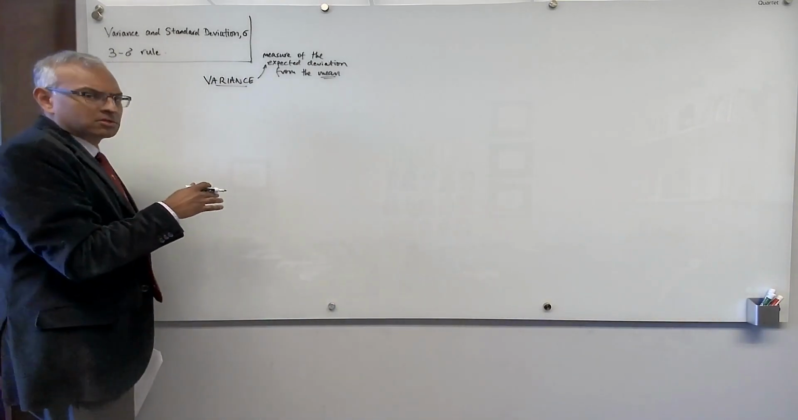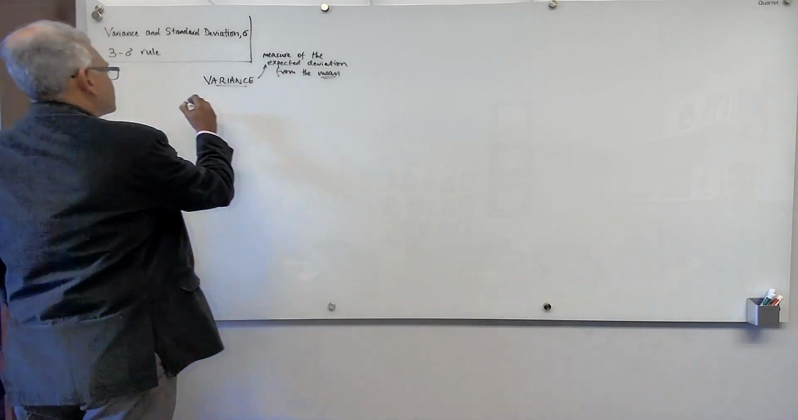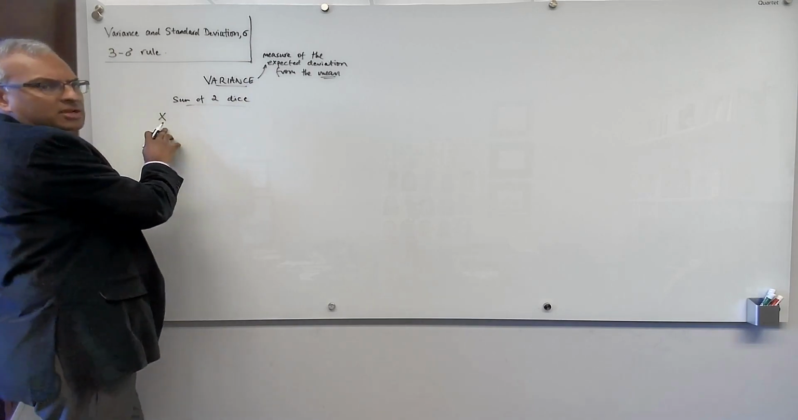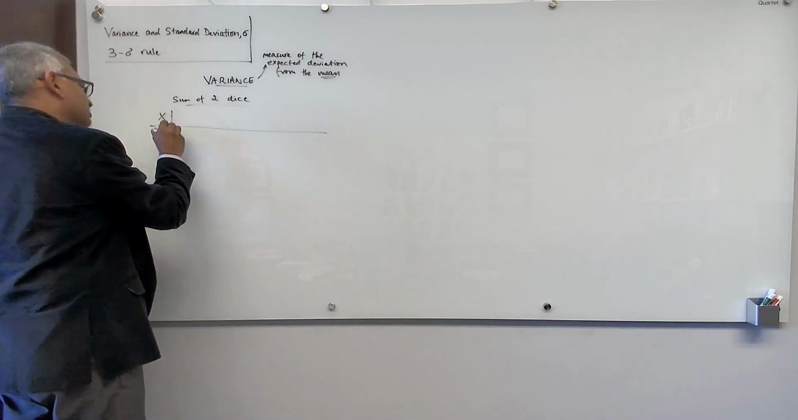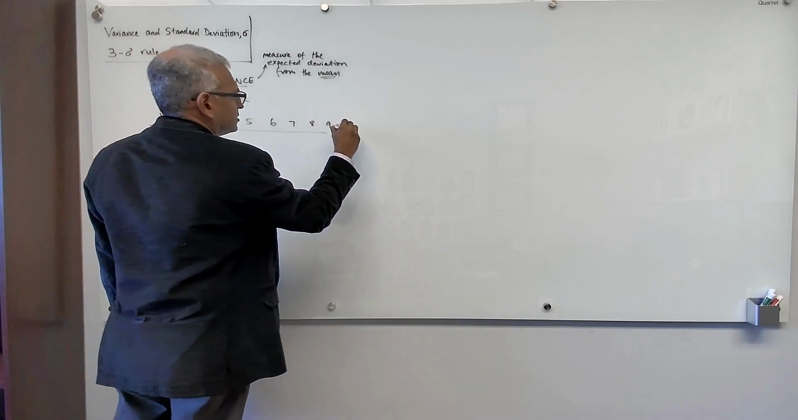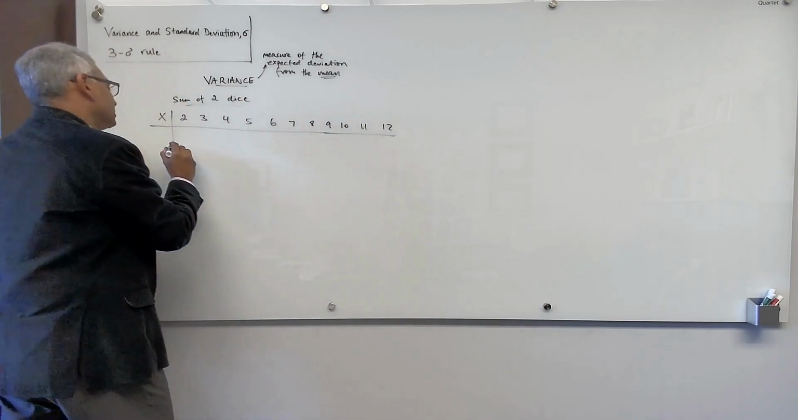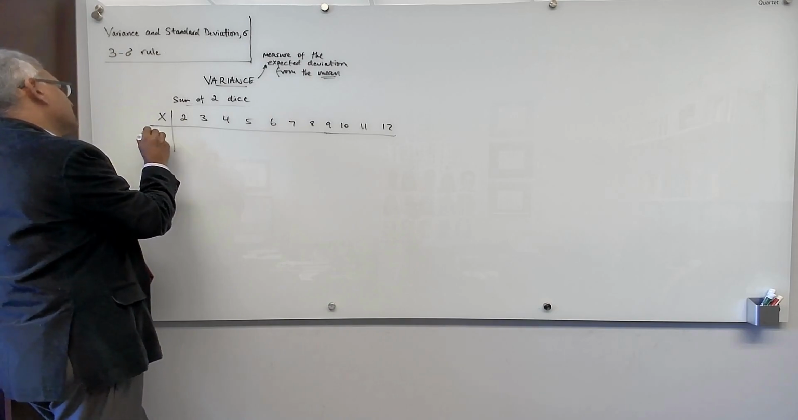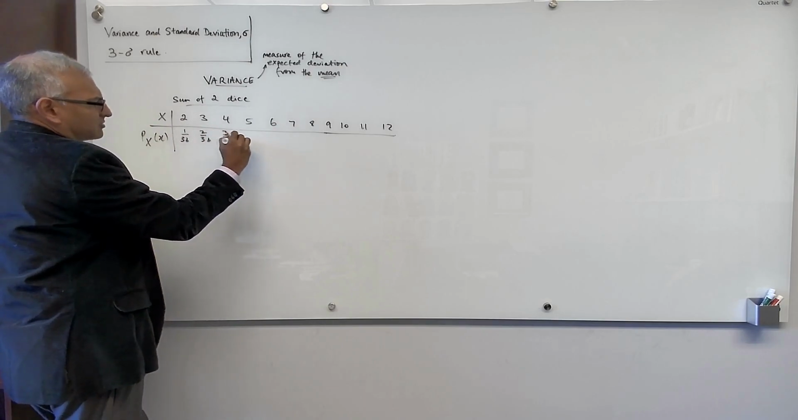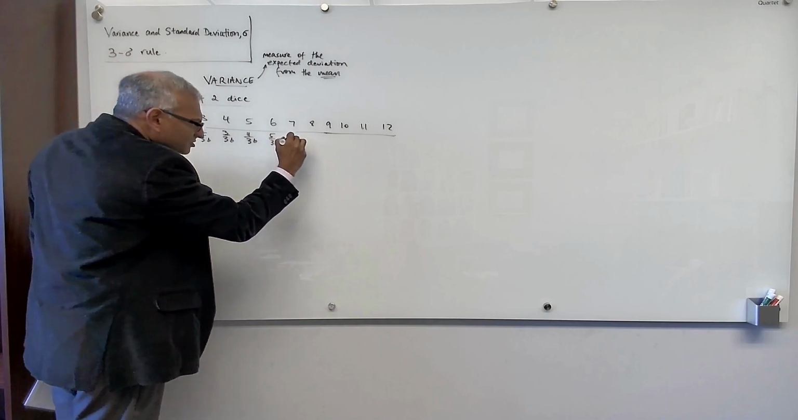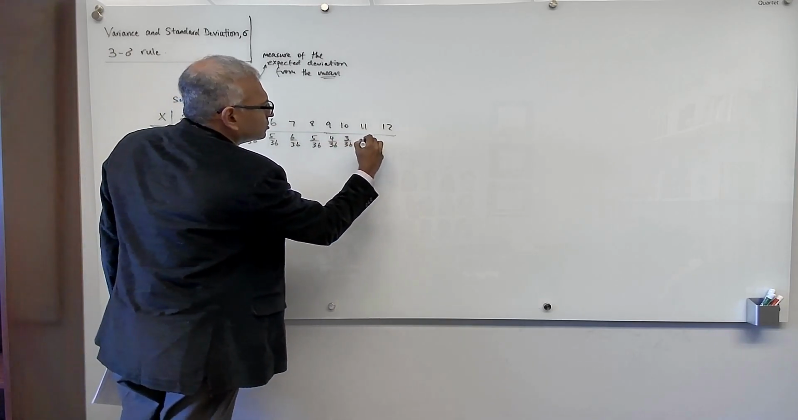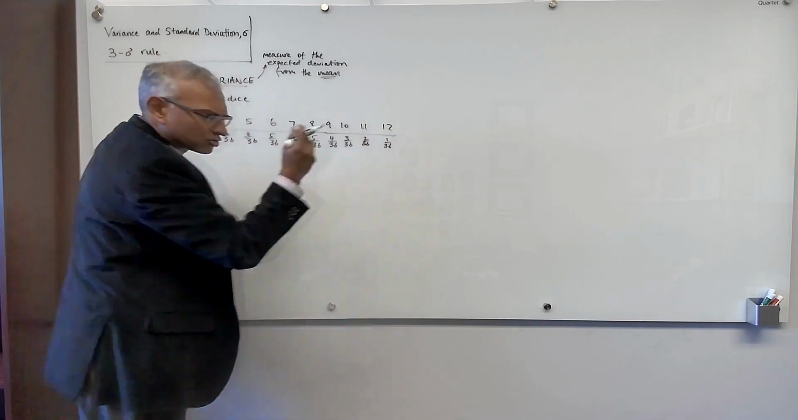Okay, so let's consider an experiment. Roll two dice and take the sum. Okay, so sum of two dice. And what are the possible outcomes? So the random variable is the sum. The possible outcomes are 2, 3, 4, 5, 6, 7, 8, 9, 10, 11, 12. Okay. And what are the probabilities? So the probability p sub x of little x, for the outcome little x: 1 over 36, 2 over 36, 3 over 36, 4 over 36, 5 over 36, 6 over 36, 5 over 36, 4 over 36, 3 over 36, 2 over 36, 1 over 36. Okay, so those are the probabilities.